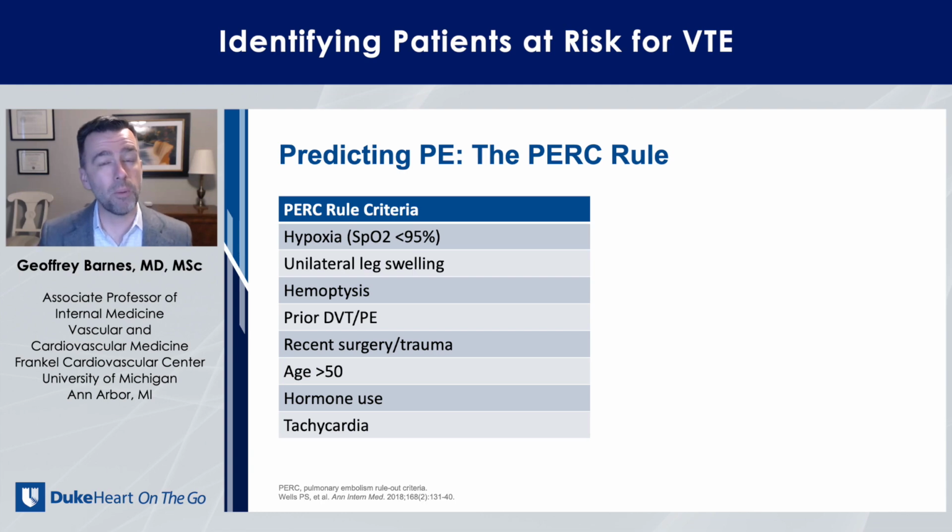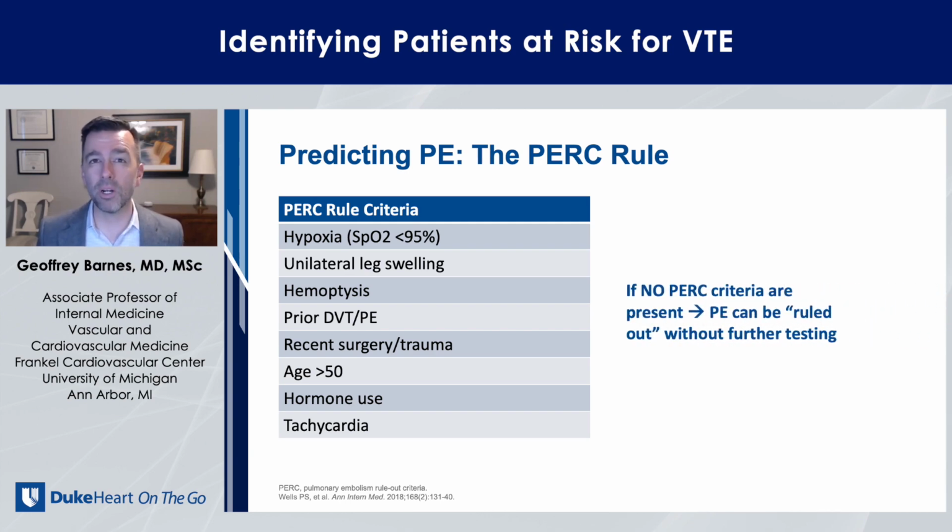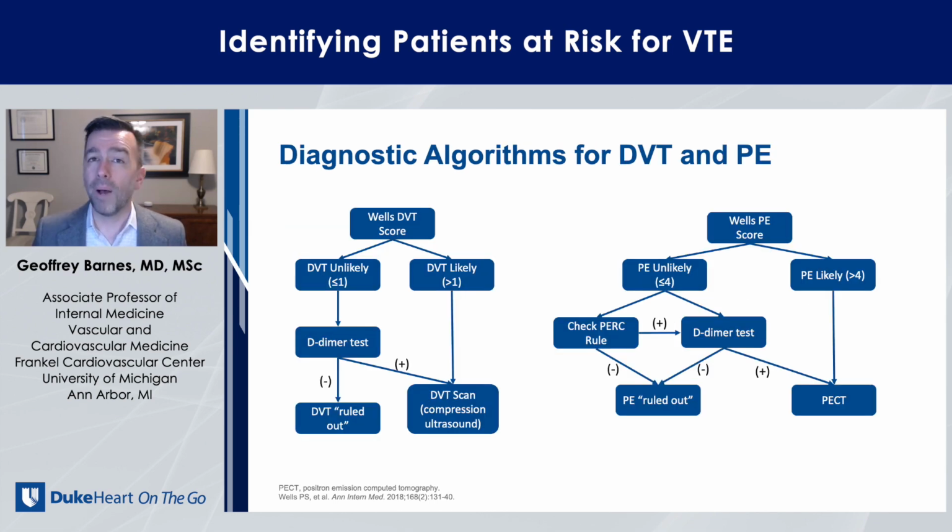For patients with a pulmonary embolism, we'll often consider something called the PERC rule, which looks at additional signs and symptoms such as hypoxia, leg swelling, prior DVT, PE, age. If none of the PERC criteria are present, then that patient really does not have a PE, and it can be ruled out without any additional testing. But if you're unsure what to do, use that Wells score, either the DVT score or the PE score, and that'll help you determine what kind of additional testing is needed.